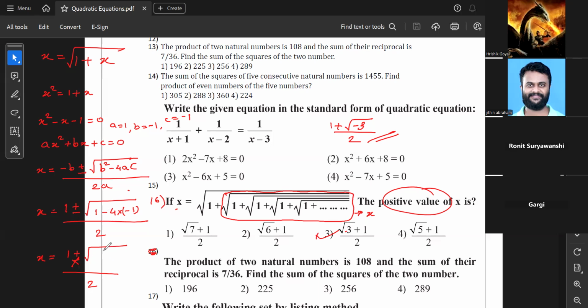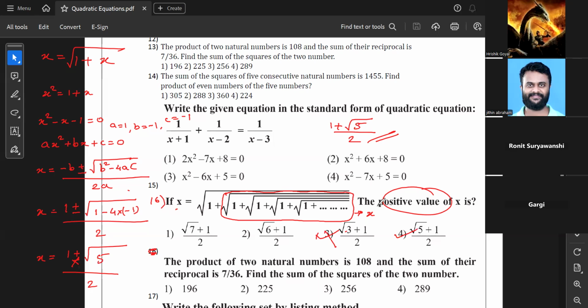Minus of minus plus 1 plus 4 is 5. There was a mistake while writing. So that gives the answer as this. Option 4 will be your correct answer.